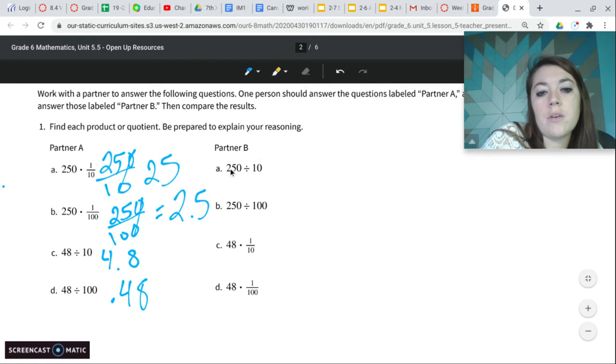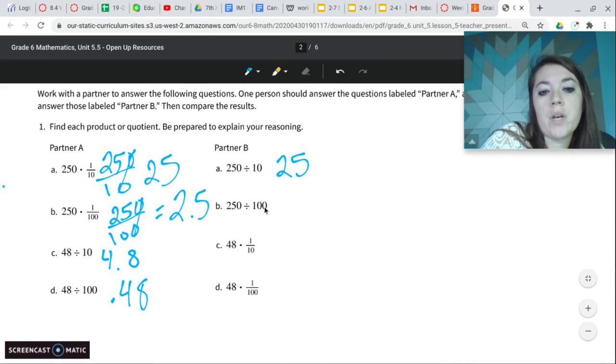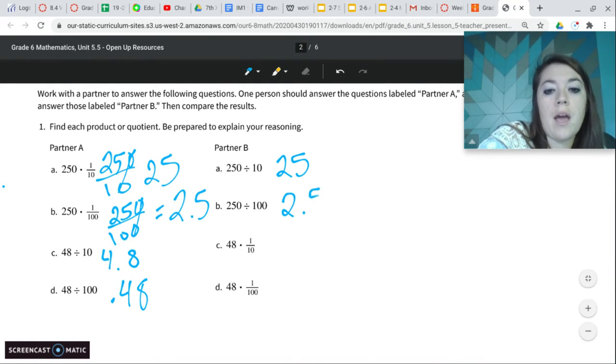Now, over here, 250 divided by 10. How many times can 10 go into 250? Well, it can go in 25 times. How many times can 100 go into 250? It can go in 2.5. You should be noticing a pattern here.